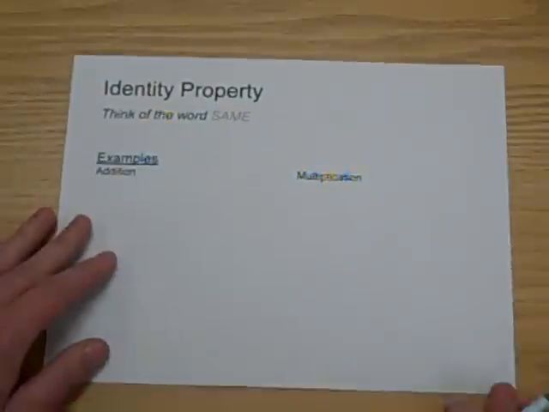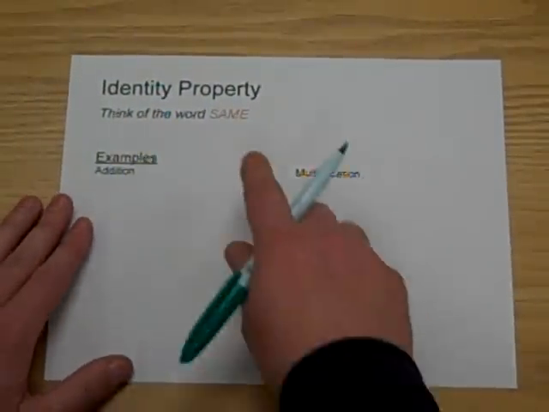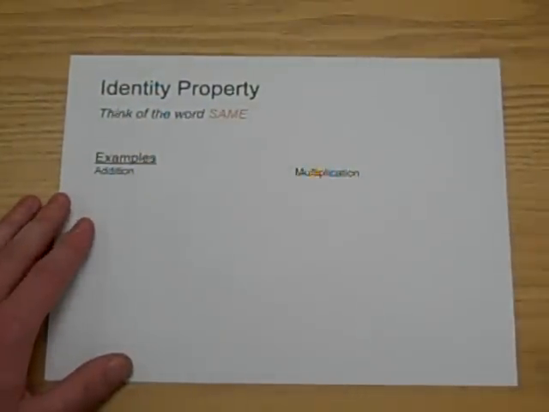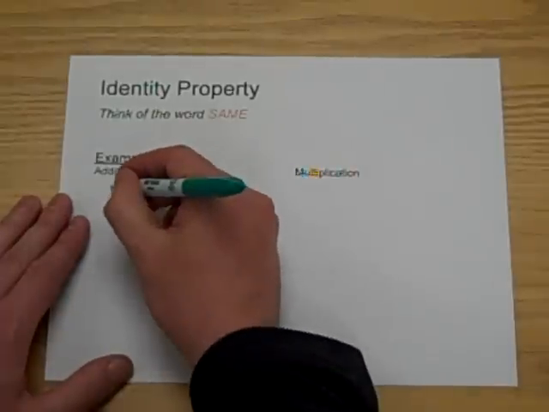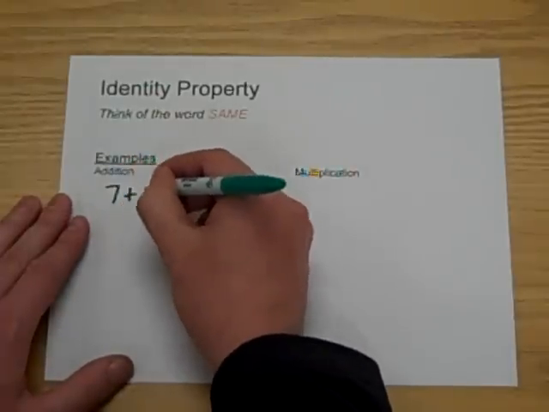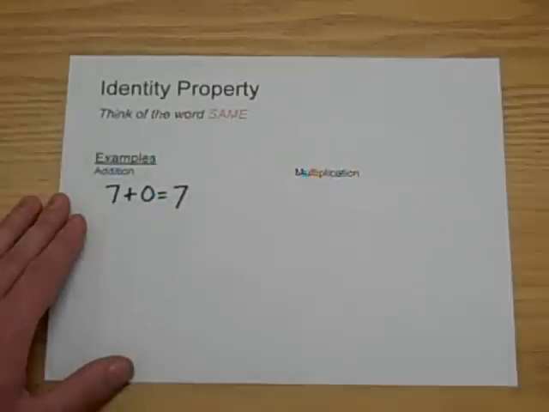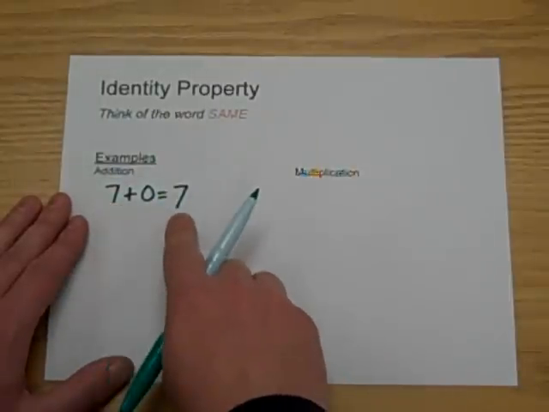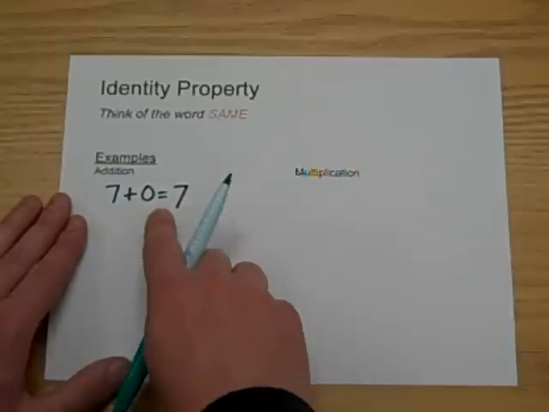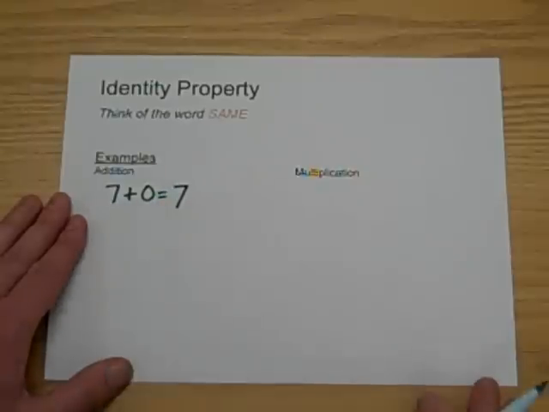Let's go to the identity. For the identity, I want you to think of the word same. What I start with is the same thing I end up with. Let's see an addition example. 7 plus 0 equals 7. I start with 7, I end with 7. It's kept its identity. Whatever I start with, I end up with the same thing.